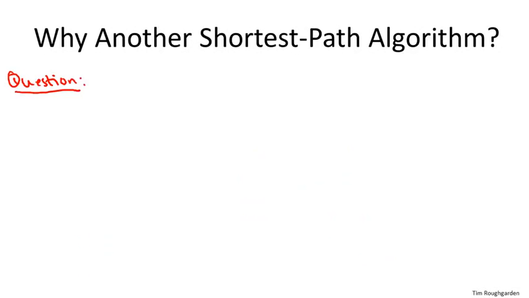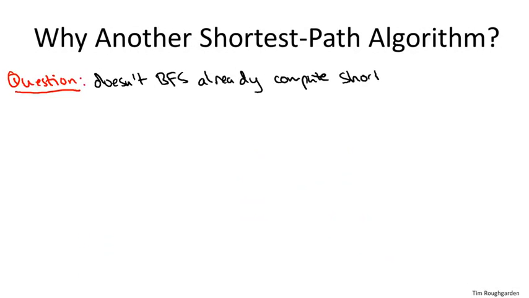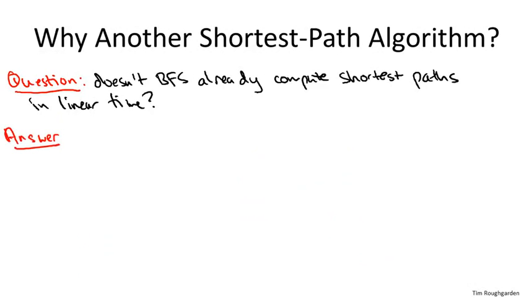So the answer to this question is both yes and no. Breadth first search does indeed compute shortest paths. We had an entire video about that. But it works only in the special case where the length of every edge of the graph is 1. At the moment, we're trying to solve a more general problem. We're trying to solve shortest paths when edges can have arbitrary non-negative edge lengths.